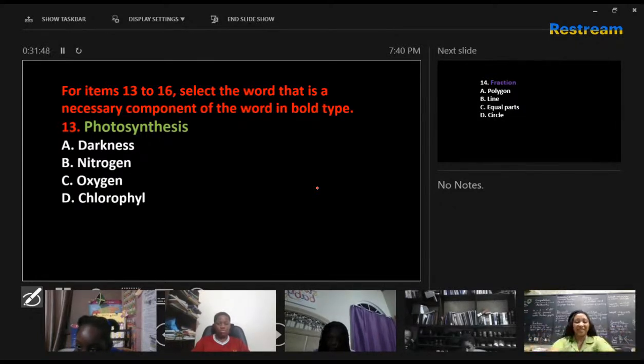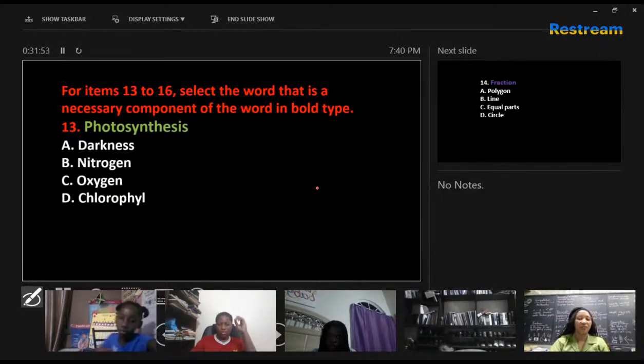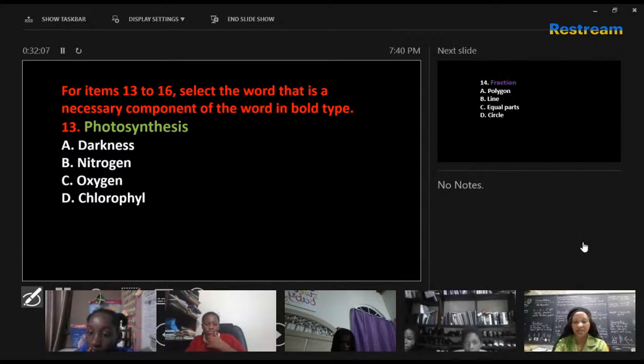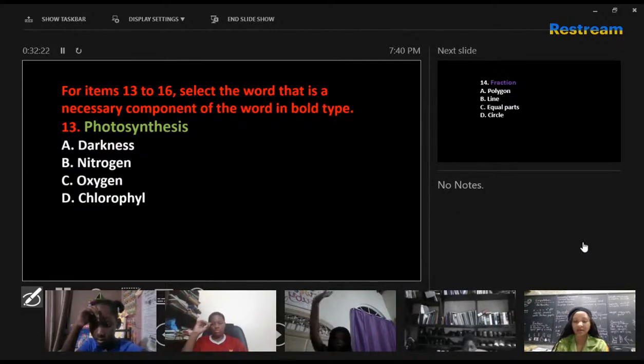So which one is a necessary component? Which one do you have to have in order for photosynthesis to occur? So when the question asks for the necessary component, you're thinking, which of these things must be there in order for the word in bold to exist? Who wants to help Amari with this one? Go ahead, Amari.